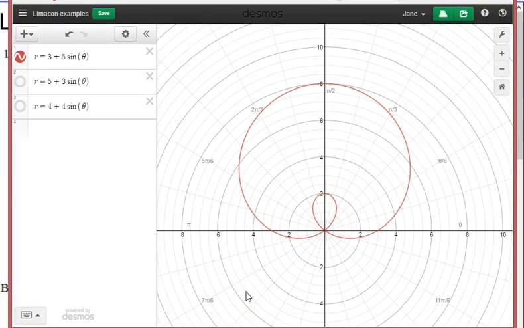In this video, I'm going to introduce you to a new group of polar graphs. Here's what their equations look like. It looks like the equations of circles with a constant added to them. And we're going to look at how these two constants affect the graph.